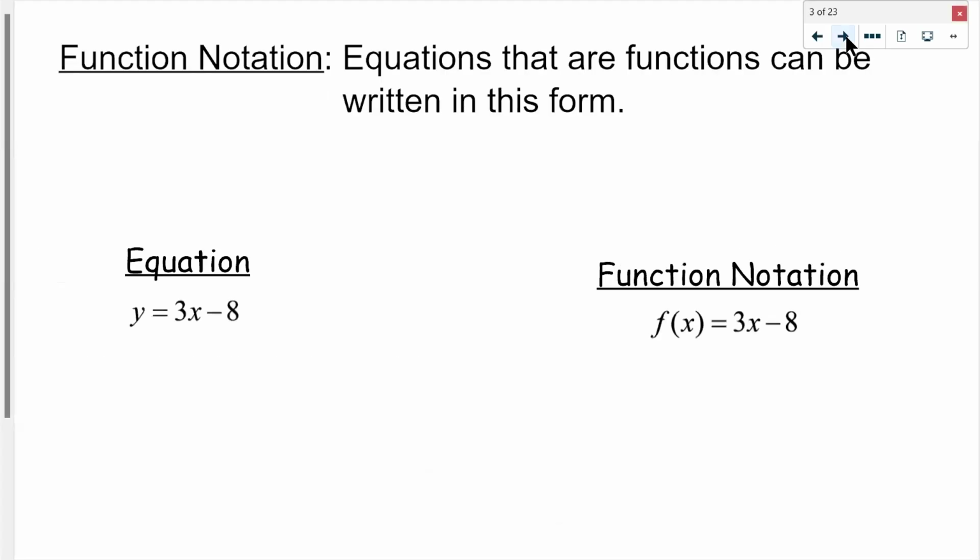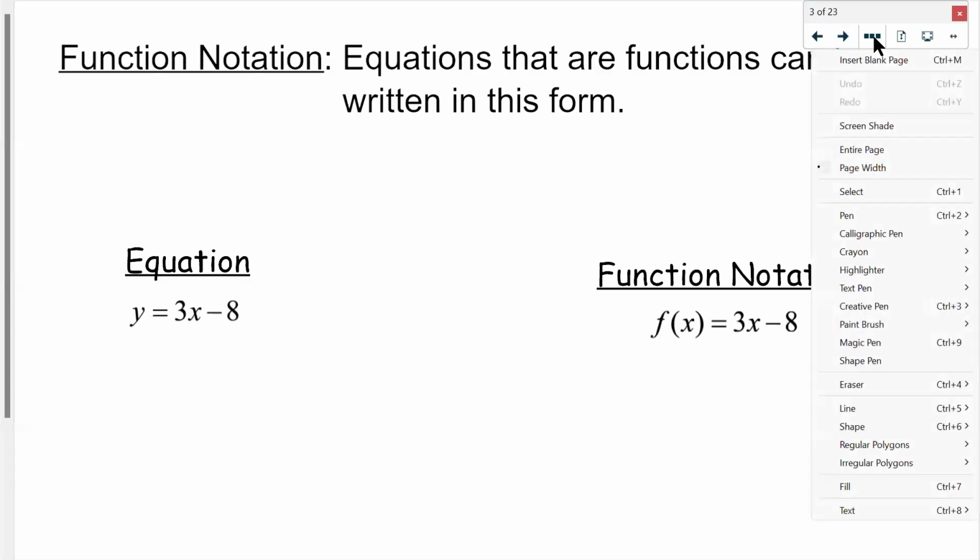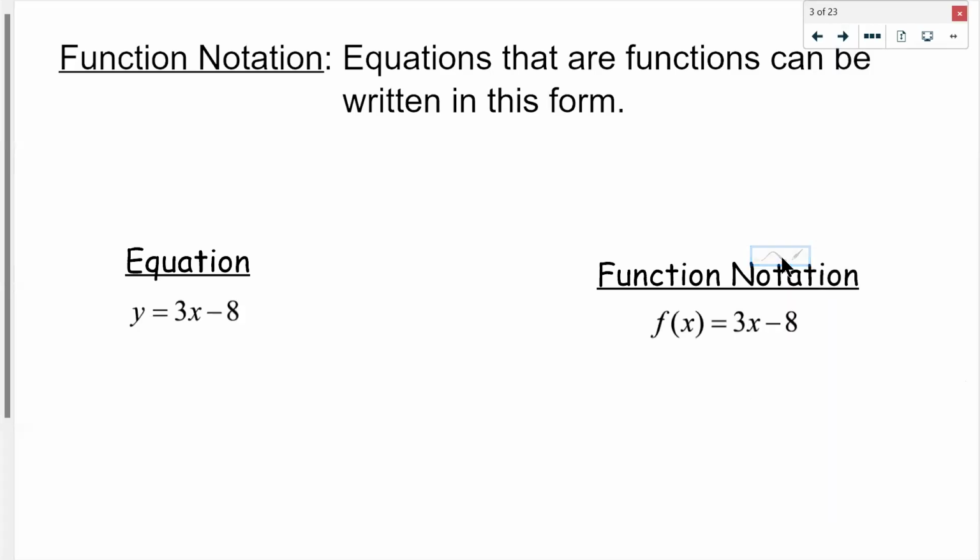So let's first talk about what function notation is. Function notation are equations that are functions that can be written in this form. So if you look right here, we do have an equation. We have the equation y equals 3x minus 8. Okay, this is an equation. We know it's an equation because it has an equal sign. Some of you may already notice, hey, that equation is in slope-intercept form.